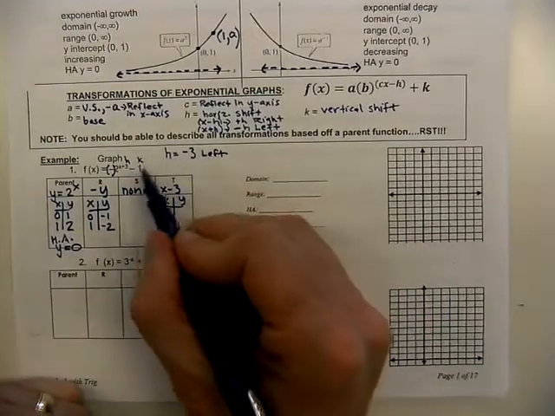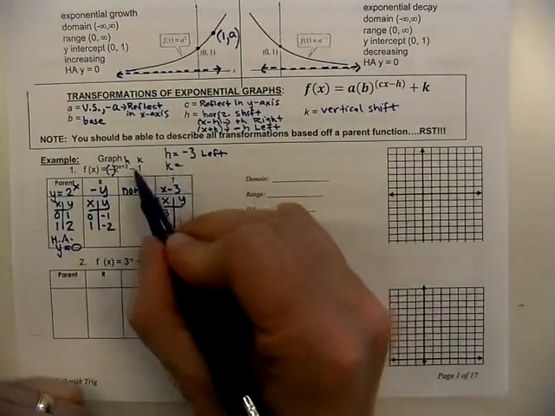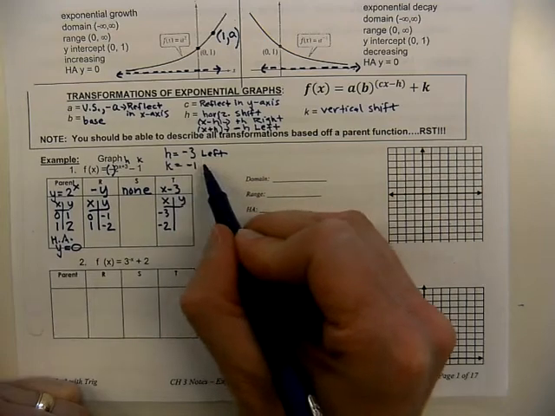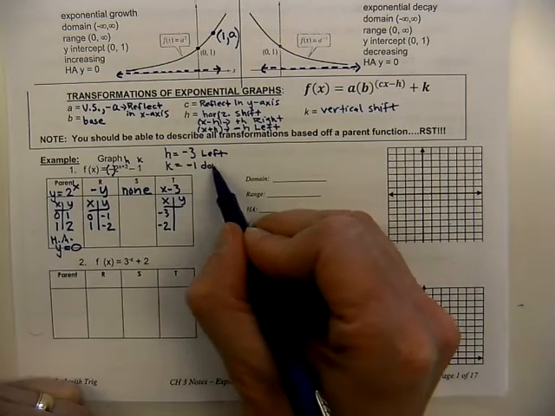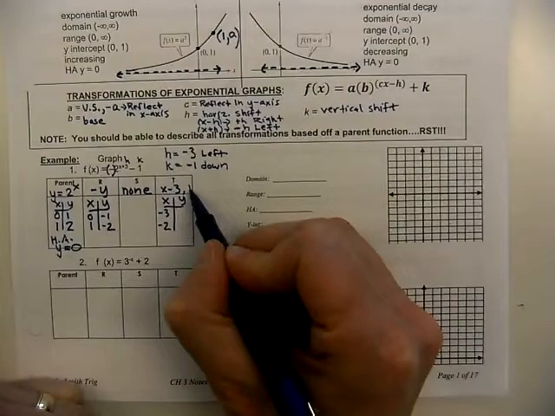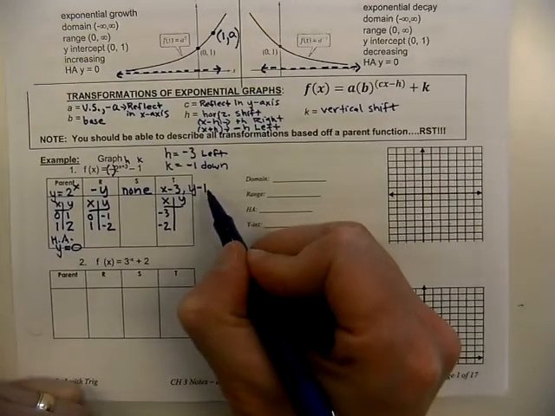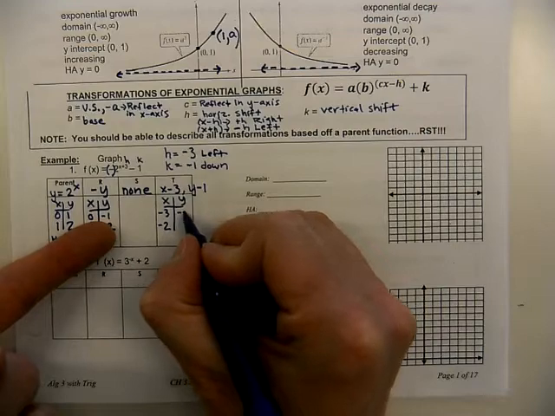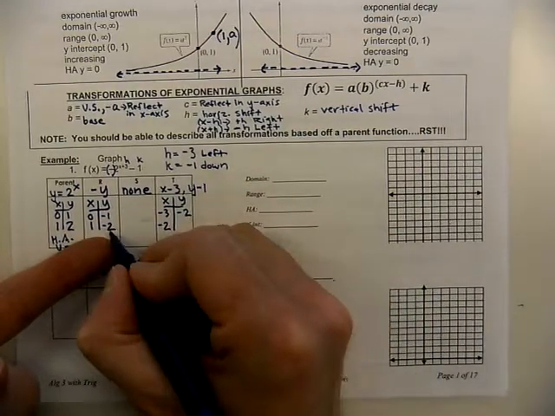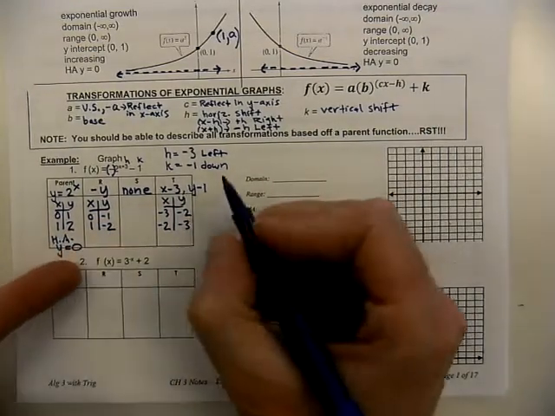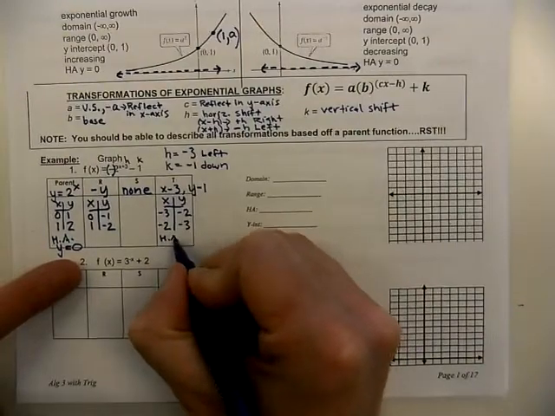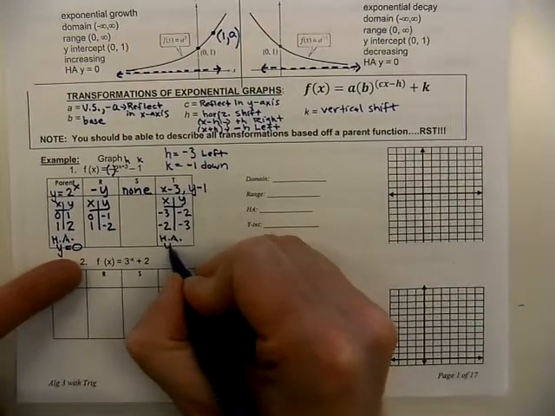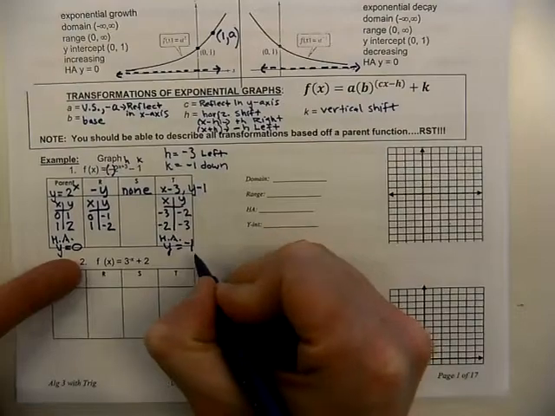Now our value of k is, as you see it, a minus 1, so that means we are moving it down one space. So take your y-coordinates and decrease them by 1 as we're dropping them down. So we have a y-coordinate of negative 1, decreased by 1, that's a negative 2. We have a y-coordinate of negative 2, that's now a negative 3. And don't forget your horizontal asymptote is also a value of y, and that will also be dropped down, so that's going to be located at negative 1.